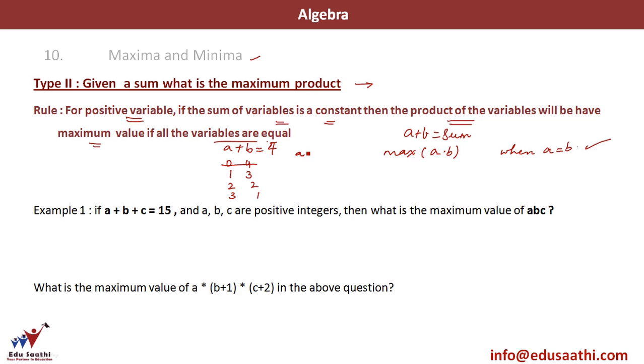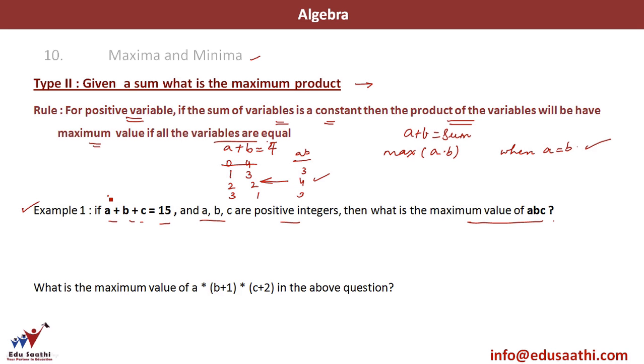What is the product of ab? It is 0, 3, 4 and 3. So the product is maximum when the numbers are equal. Let's look at an example. If a plus b plus c is equal to 15 and a, b, c are positive integers, then what is the maximum value of a into b into c?